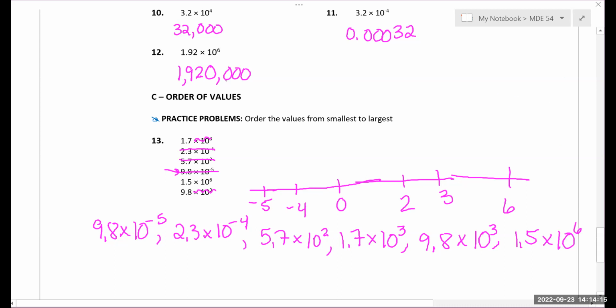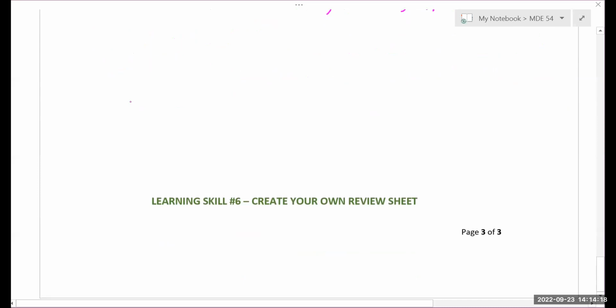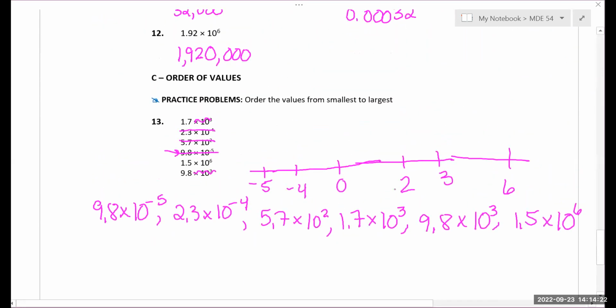And that finishes off that section. Make sure to look at the learning skills so that you have the right thing. Make sure to keep up with all those as well. And that is all the new notes.